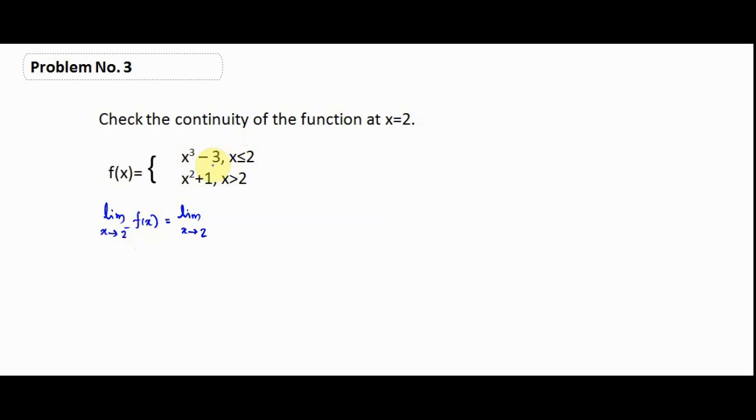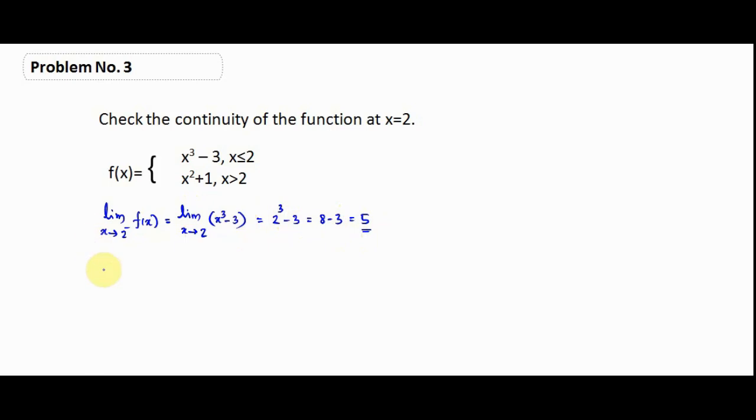So let's substitute this expression here. What we get is limit x tends to 2 x cube minus 3. Now here let's substitute x equal to 2. So what we get is 2 raised to 3 minus 3. So that is 8 minus 3. We get the answer as 5.